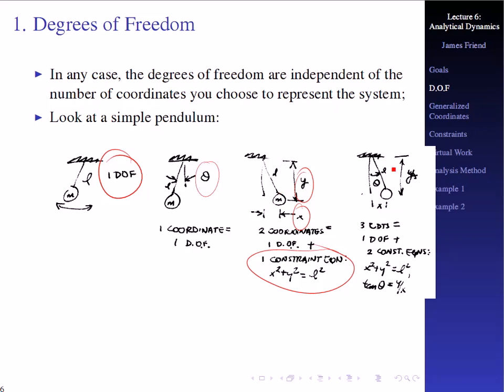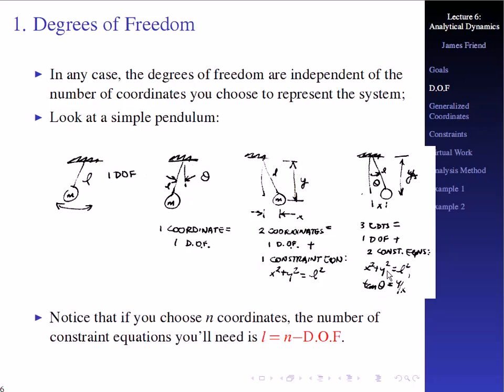If we wanted to, x, y, and then we could put in our theta that we used over here before. We wouldn't need to, but we could. And so we'd have 3 coordinates, 1 degree of freedom, plus 2 constraint equations. We'd have x and y related to each other through L, and then theta is related to y and x through this relationship with the triangle. Tangent theta is equal to y over x. If you choose n coordinates, the number of constraint equations you're going to need is n minus the degrees of freedom. So the number of constraints that you're going to need, L, is equal to n minus DOF.